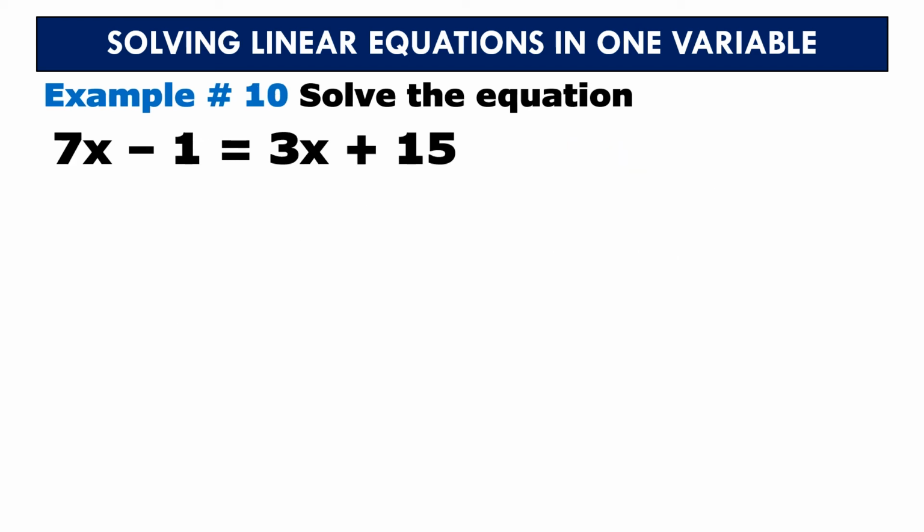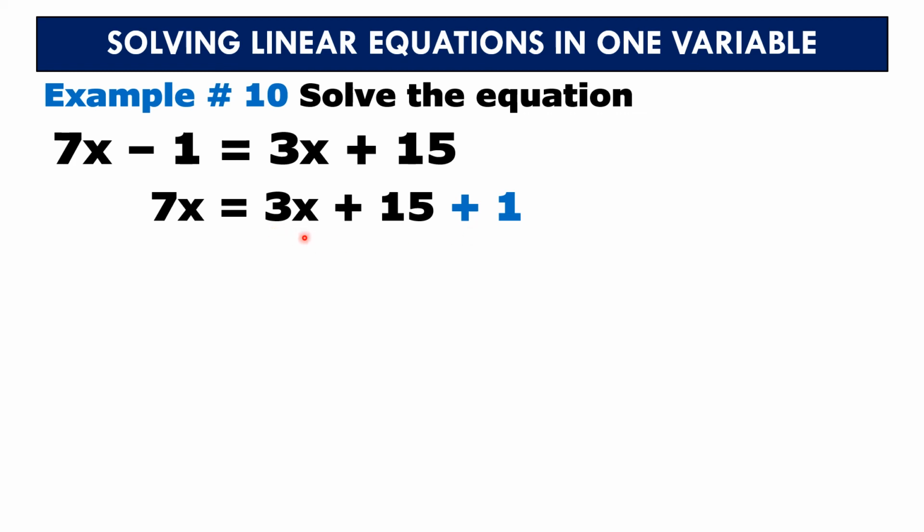Next, example number 10. Solve the equation 7x minus 1 equals 3x plus 15. So, kailangan maalis yung negative 1 sa side ng equation na to. So, para maalis yung negative 1 dito, mag-add tayo both side by positive 1. Or, pwede rin natin ilipat yung negative 1 sa other side, so pag nilipat natin, mag-change ng sign from negative 1, magiging positive 1. So, we have 7x equals 3x plus 15 plus 1.